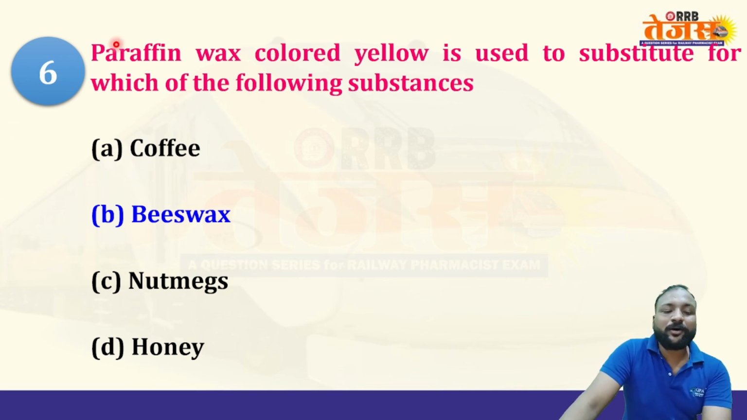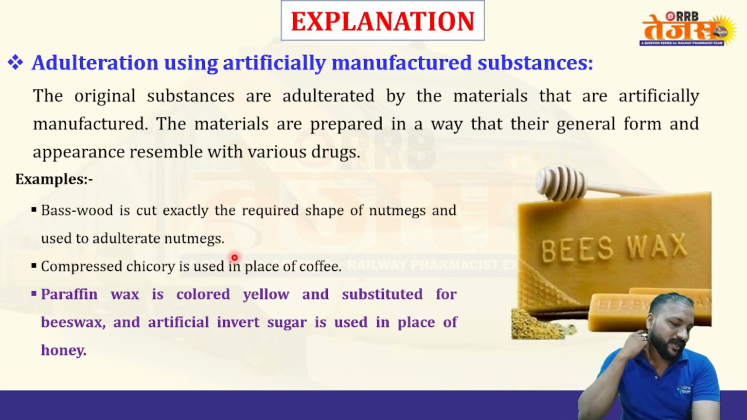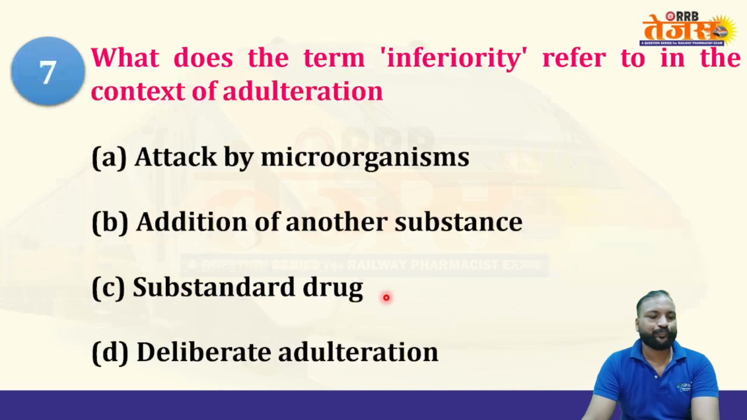Option B is correct, because here you can simply conclude that here it is a wax and it is also wax. Okay, so just now we have discussed, paraffin wax that is colored is a substitute for the beeswax. So that is the right answer for that. Paraffin wax to the beeswax.